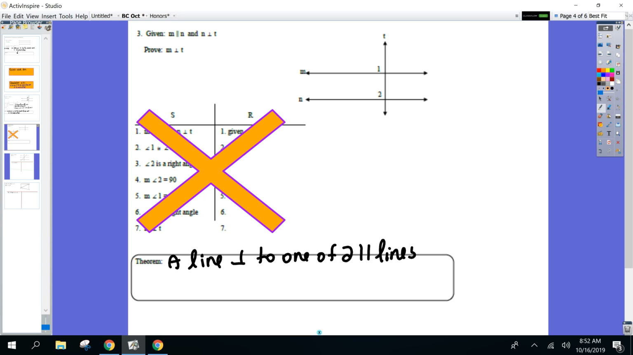So you have a line that is perpendicular to a line that is parallel to something else. What line am I talking about? Line T, yes. I am talking about line T in this case.